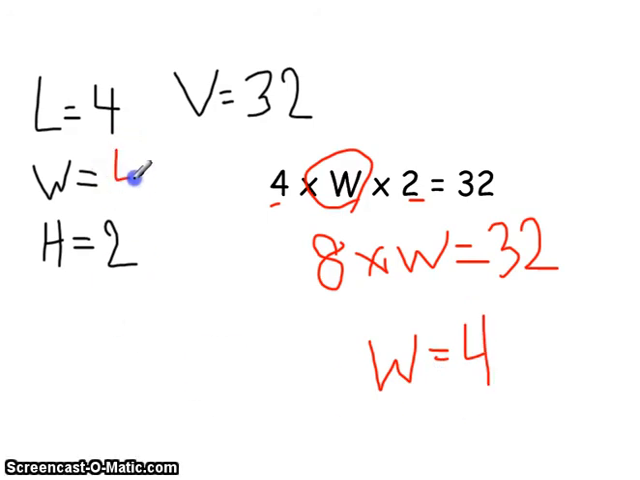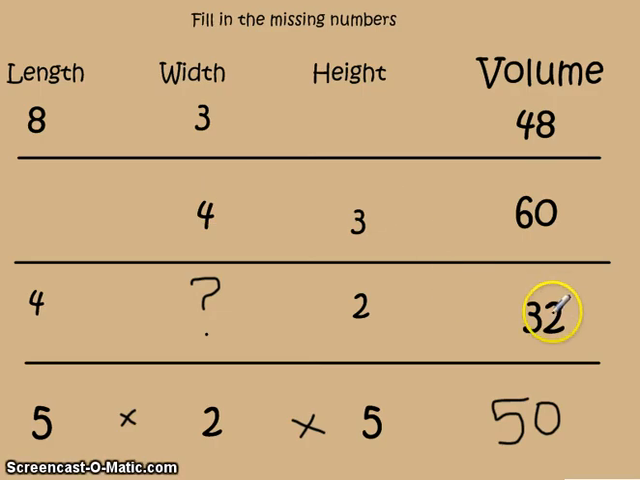Now I could check and make sure this makes sense. Well, 4 times 4 is 16, times 2 is 32. That would give me my volume of 32, so I think I can go ahead and say that my volume here is 32 because I know that the width is 4.